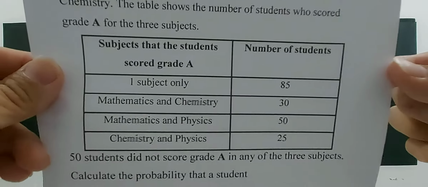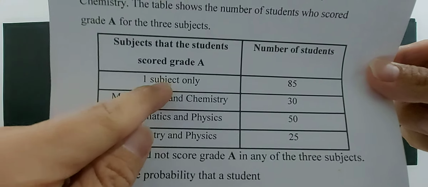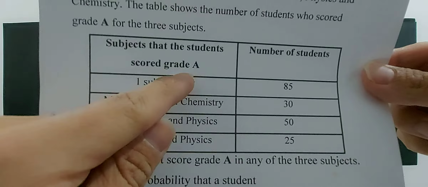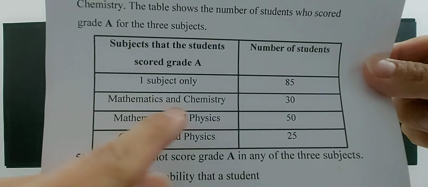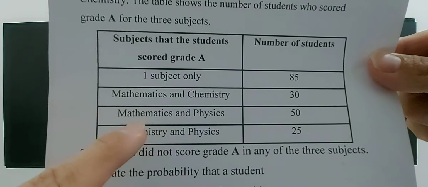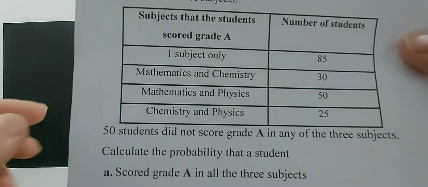Alright, this table shows score A. Some students scored grade A in 1 subject only. There are 85 of them. Scoring A in mathematics and chemistry is 30, mathematics and physics is 50, and chemistry and physics is 25.